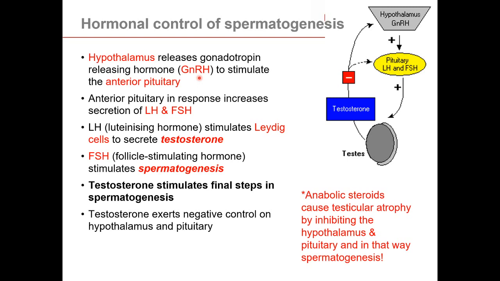Now, I've also mentioned this negative control here, so the presence of testosterone is going to deactivate this pathway. And just an interesting side note, this is why people who abuse anabolic steroids, people who try to do muscle building by abusing steroids, can get testicular atrophy as a side effect, or basically a shrinking of the testes. What is essentially happening here is this negative feedback loop is being triggered.